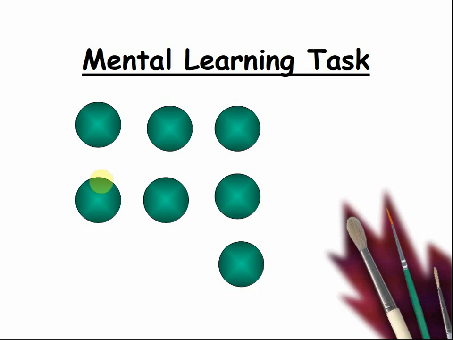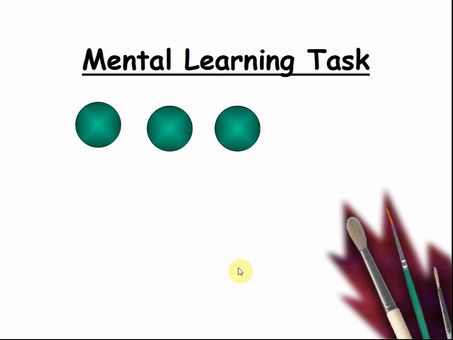Oh, some have gone. Let's count this time. 1, 2, 3, 4, 5, 6, and one more, 7. So if you have a 7, you should turn over the 7 card. This time, how many do we have? It's easy this time. 1, 2, 3. We have 3 dots. So if you have a number 3, turn over your card.